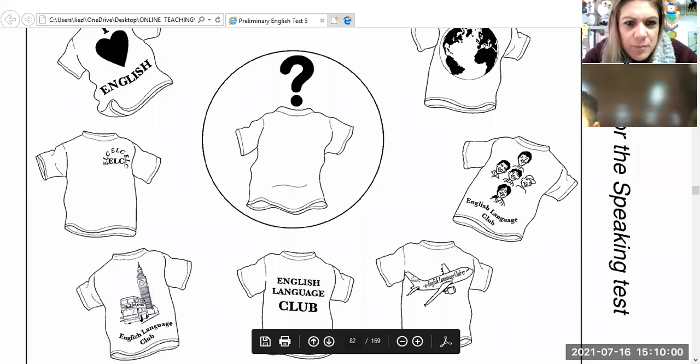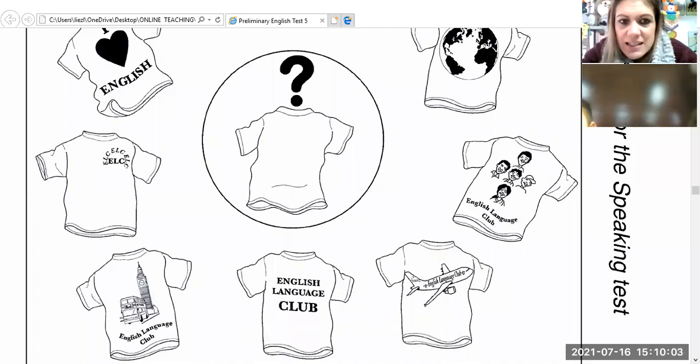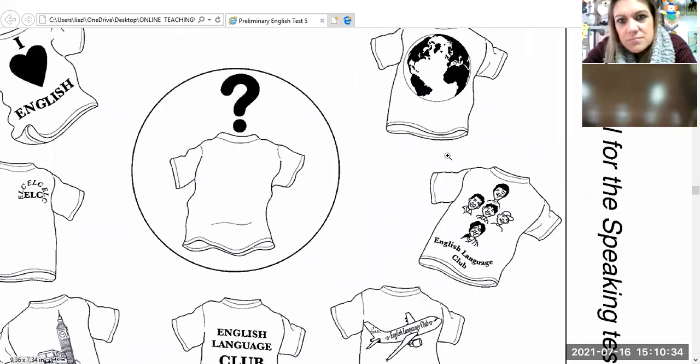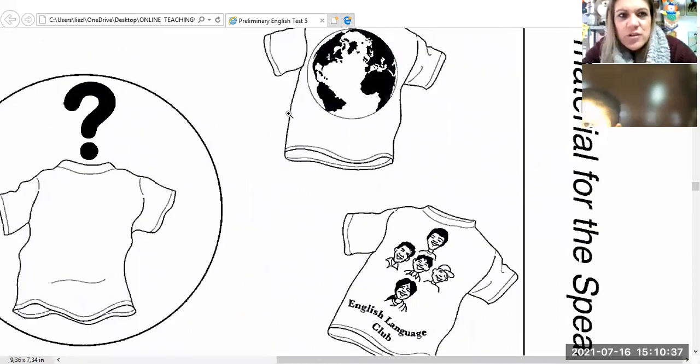Let's start here. Okay. So now we're going to talk about the English club. The language club wants to design a t-shirt with a picture on it. Let's talk about the picture. Which one do you think they should put on and why? I'm just going to see if I can make it a little bit smaller. Okay, which one do you think?